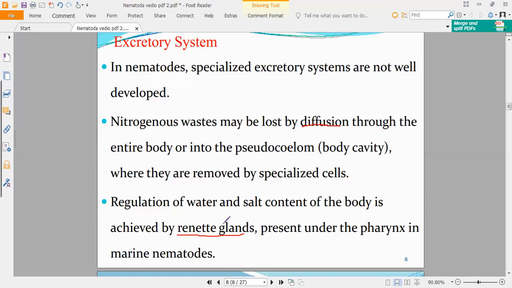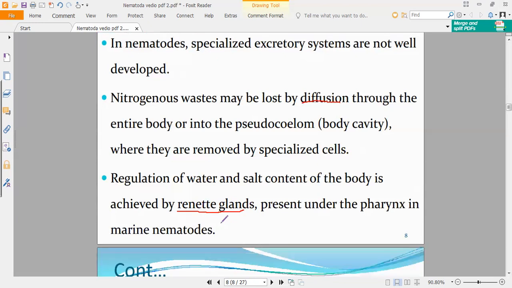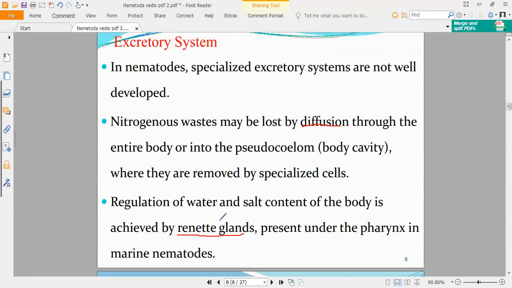So let's see, the Renette glands are ventral glands that absorb waste from the pseudocoelom fluid, the cytosol, and they are expelled out.